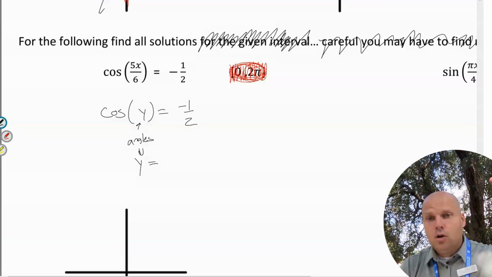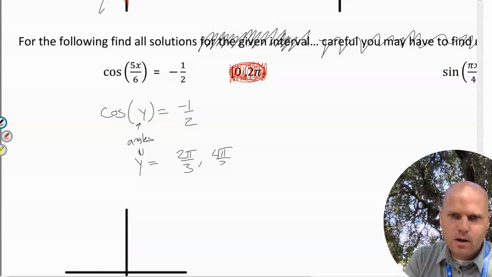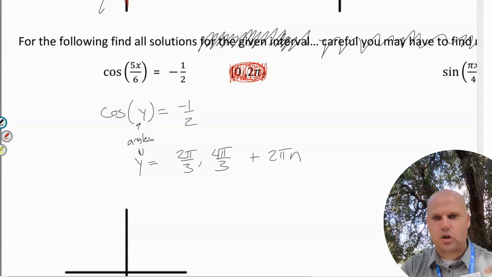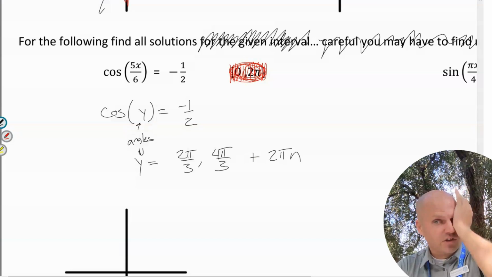Up to you. Make sure you know how to get this answer of the 2 pi over 3 and the 4 pi over 3. And don't forget that if we're looking for all possible solutions, we're going to look at everything coterminal. So plus 2 pi n is going to be good.